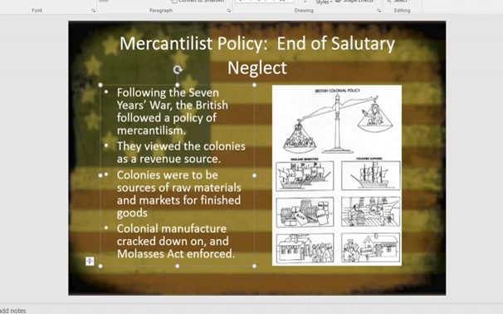Okay, so the raw materials are going to be extracted out of the colonies. Finished goods from Britain are going to be sold in the colonies. They make money coming and going. Colonial manufacturing, therefore, is going to be cracked down on. They do not want the colonies to manufacture their own wares, which would then compete with British wares. Plus the Stamp Act and Molasses Act, which is basically a tax on sugar, are going to be enforced.